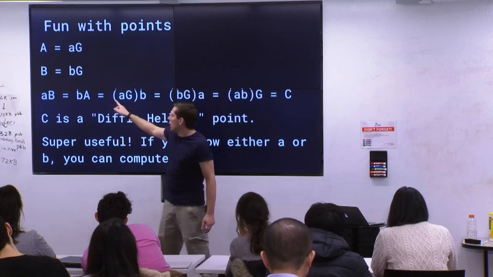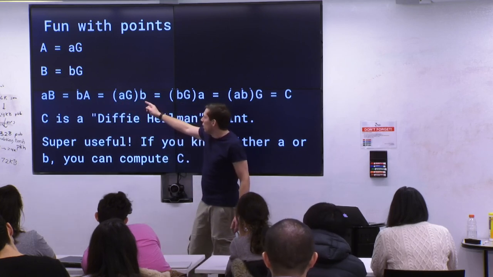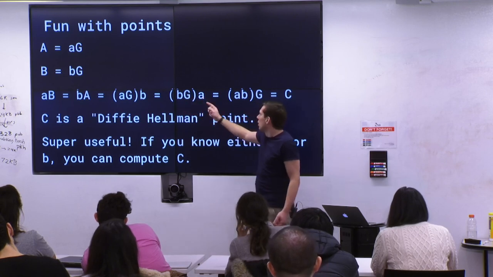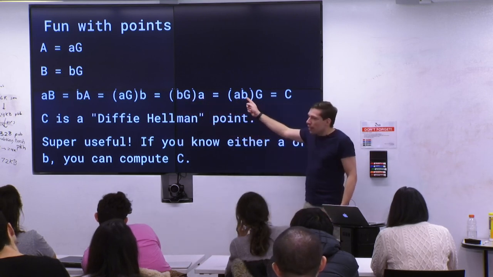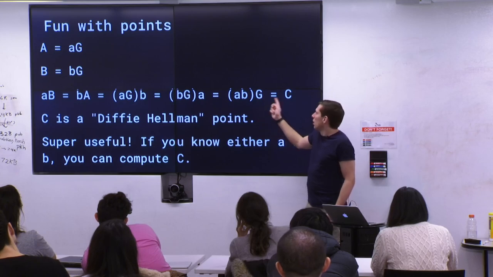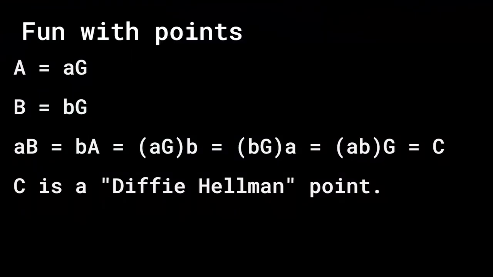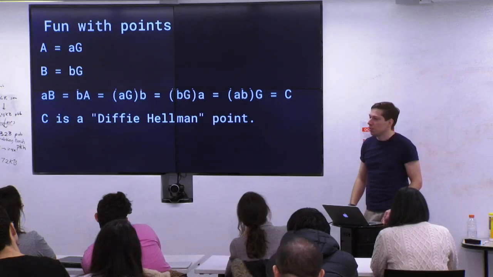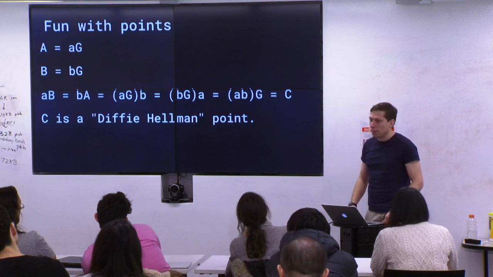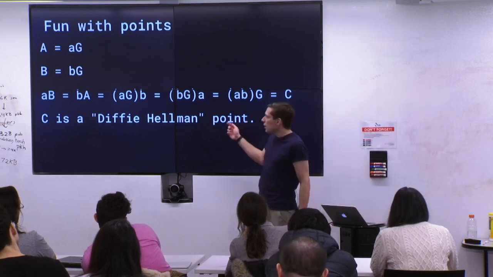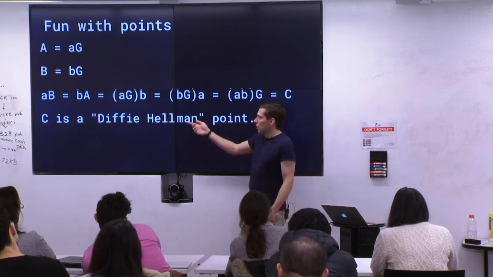That's weird, right? It's just A times G times B, which is the same, it doesn't matter the order. It's the same as B times G times A, which is the same as A times B times G. And let's call that C. C is called a Diffie-Hellman key exchange point. Diffie and Hellman are two late 70s PhD students who came up with all this cool stuff. Diffie was a PhD student, Hellman was his advisor, I don't remember. Anyway, they came up with this idea, and this is a shared point.